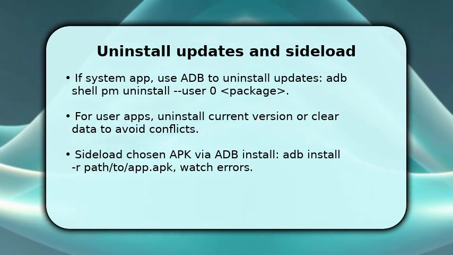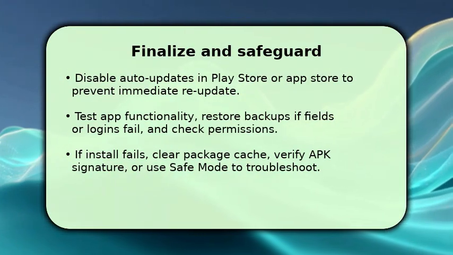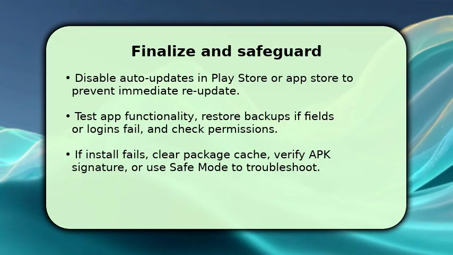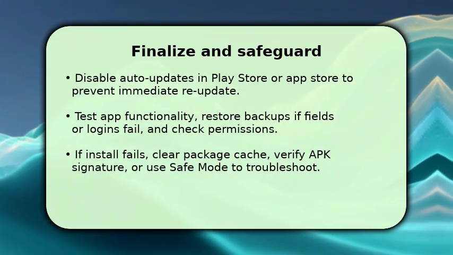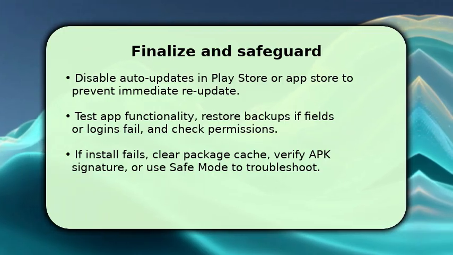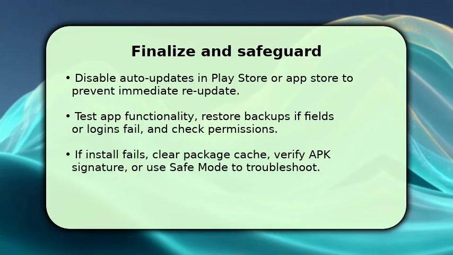You finish by preventing unwanted updates. Turn off auto-update for that app in the Play Store or respective store so the rollback sticks. Then open the app, sign in, and test core flows. If data appears missing, restore your backup or re-import settings. Make sure permissions are set correctly.